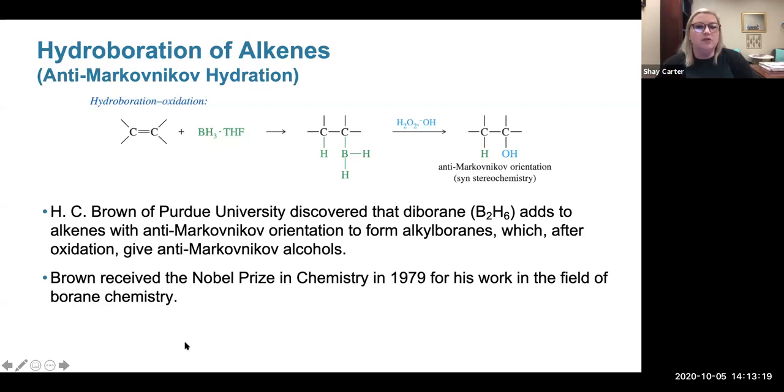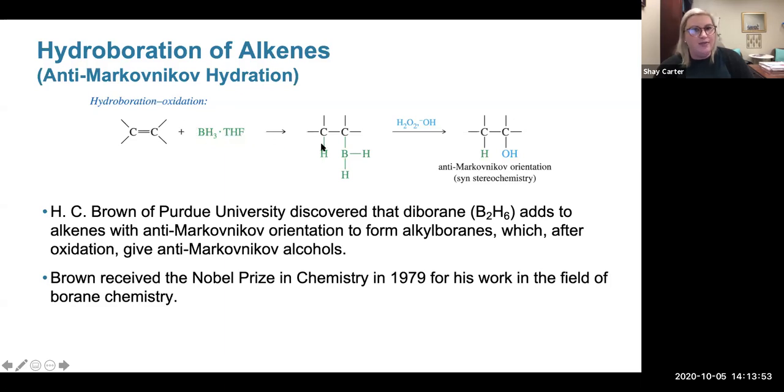So what we're going to do, and he actually received the Nobel Prize in chemistry for his work in the field of borane chemistry, is we take borane, BH3, and then this is in tetrahydrofuran, which is a common solvent. It's a polar aprotic solvent. And we can use this, okay?